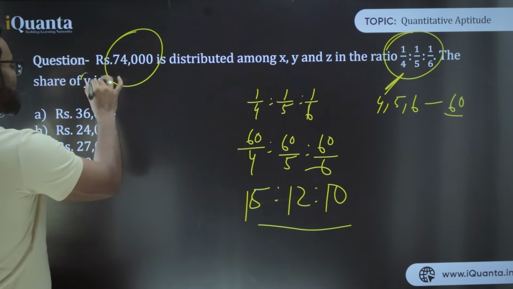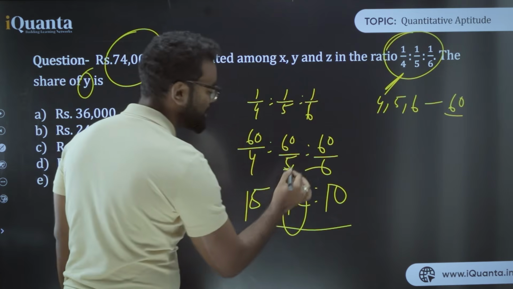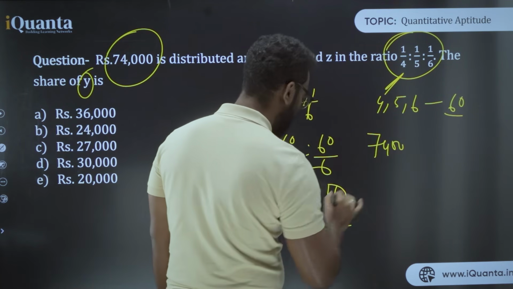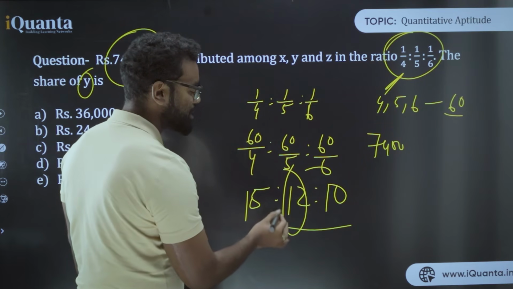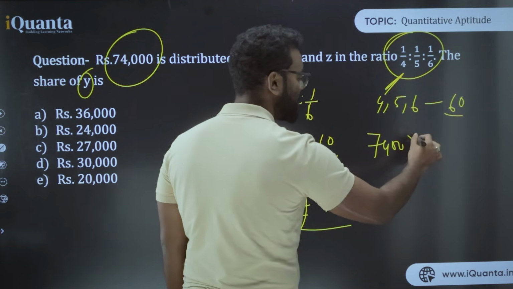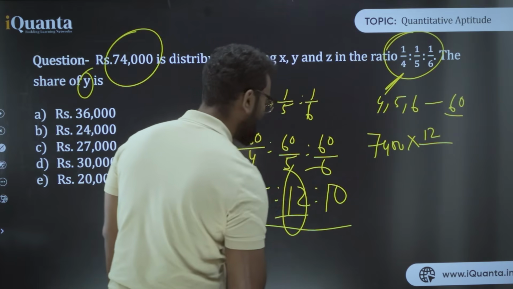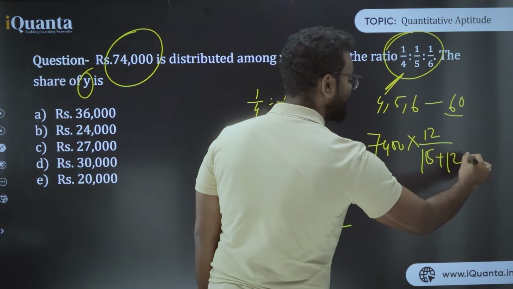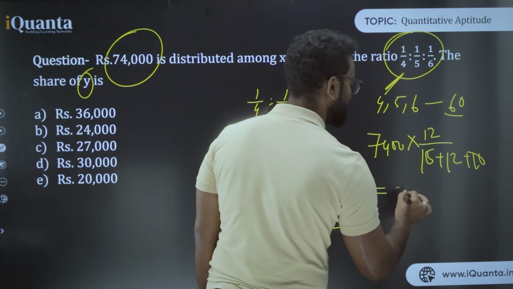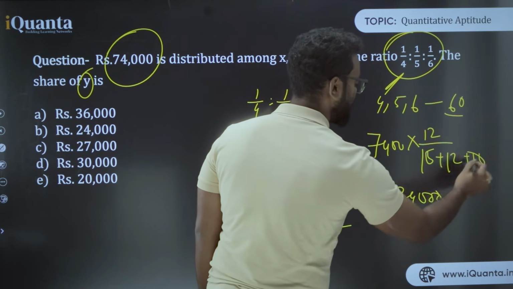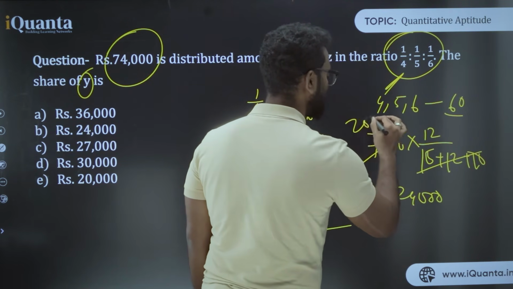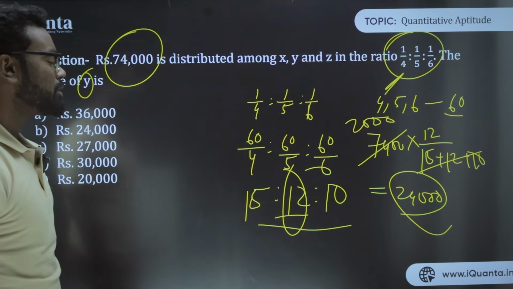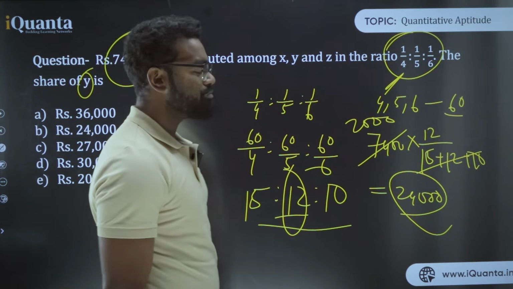And what do I need to find? Share of y. This is the share of y. So 74,000 has to be divided between these three people, and the share of y is basically 12, and 12 out of what? Out of the total. So what is the total? 15 plus 12 plus 10, and hence your answer is 24,000. Because this is 37, this is 2,000. So if you multiply this, you'll get your answer 24,000, and hence this is the answer. So that's how you can solve this question very fast.